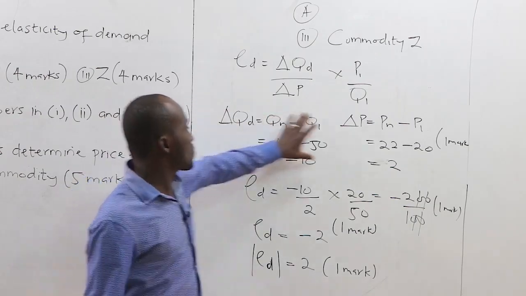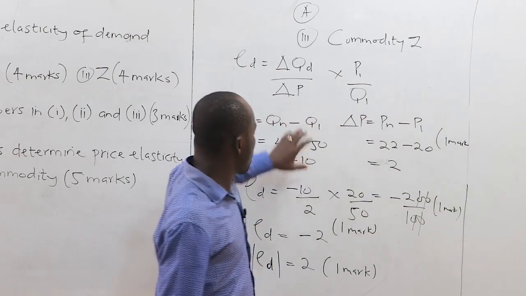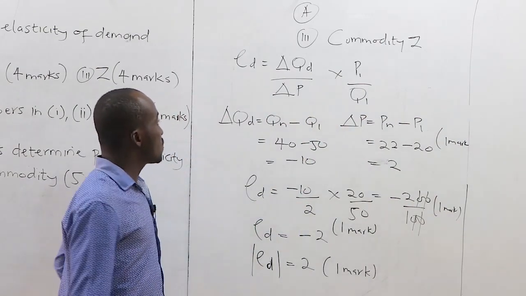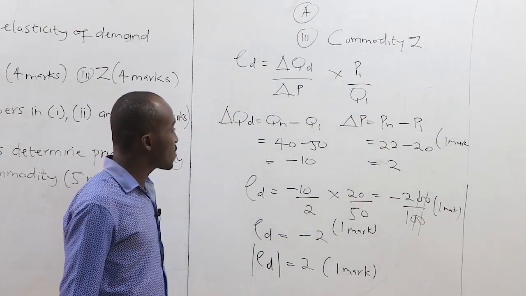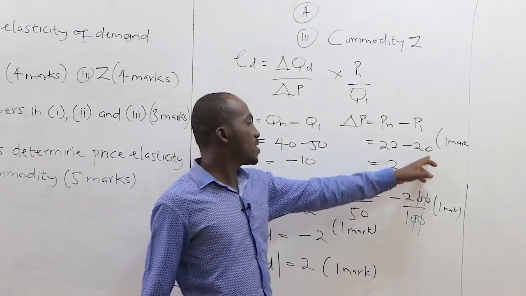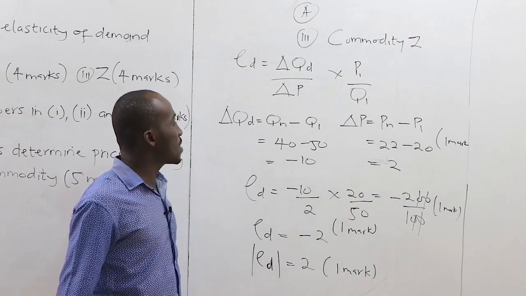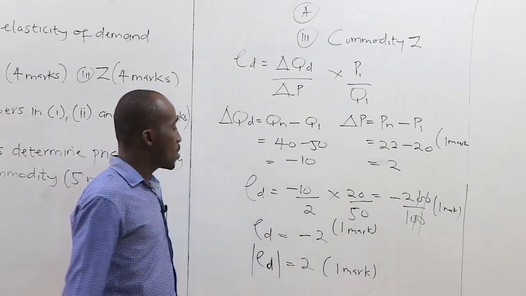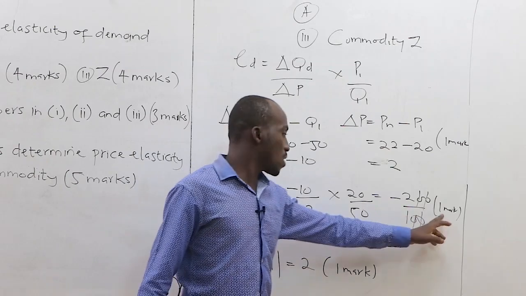So that one, if you do this one, get 1 mark for here, for the whole of the year. When you put it in the function, change in quantity demand is negative 20. Change in price is 2. Times initial price. Initial price is what? 20. Initial quantity demand is what? 50. So if you put it there, you're going to get 1 mark.